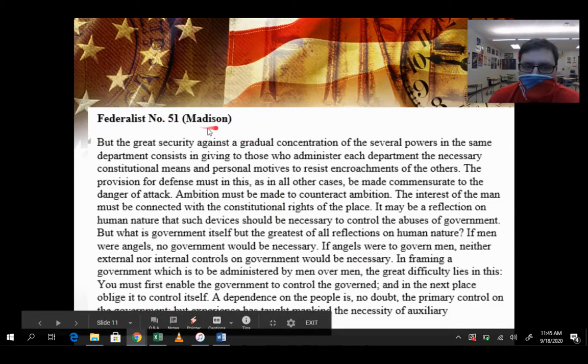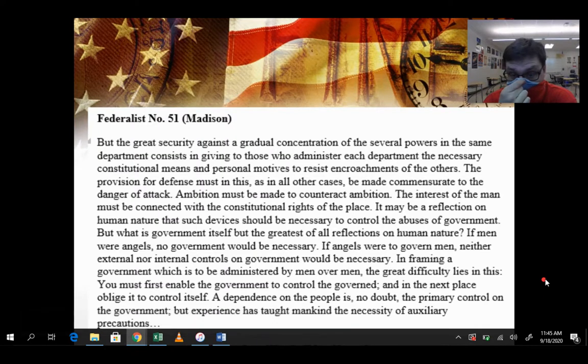There's something else I want to go over with you. Is Federalist 51. This is by James Madison. And this was a really important Federalist paper. Why do we have checks and balances? Why do we have the president being able to veto, and the Congress being able to override the veto, and the Supreme Court being able to rule unconstitutional, and all those other things that we've kind of gone over?